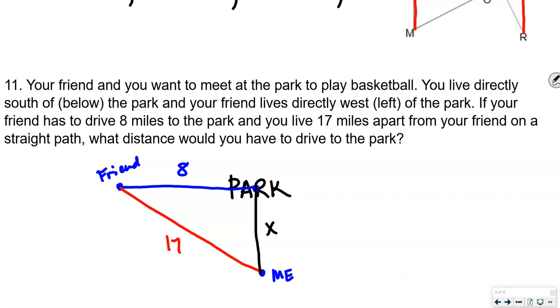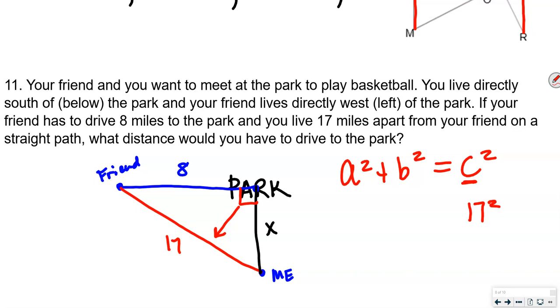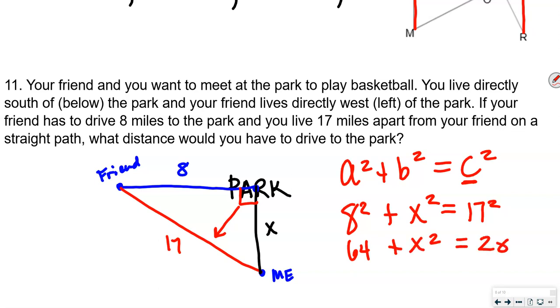So what kind of triangle did I just draw, y'all? Yep, a right triangle, right? So what theorem do we use with right triangles? A squared plus B squared equals C squared. And what is always C? C is always opposite the right angle. So that's our 17, right? And it doesn't really matter whether the 8 or the X is A or B. So we're going to make the 8 the A, and we're going to make the X the B. Okay, so what is 8 squared? 64. Plus our X squared, and 17 squared is 289.